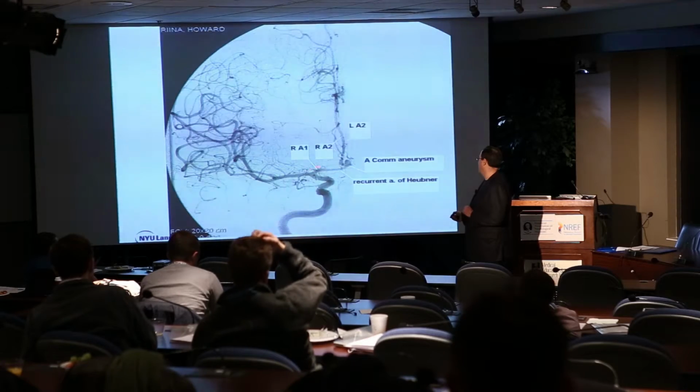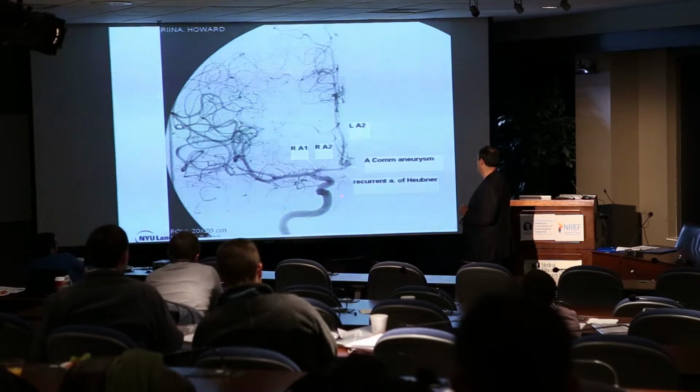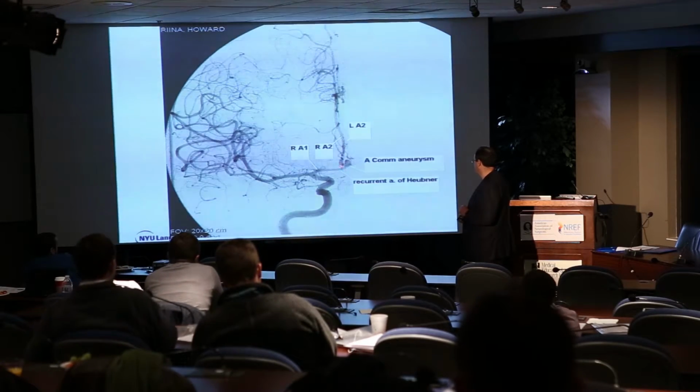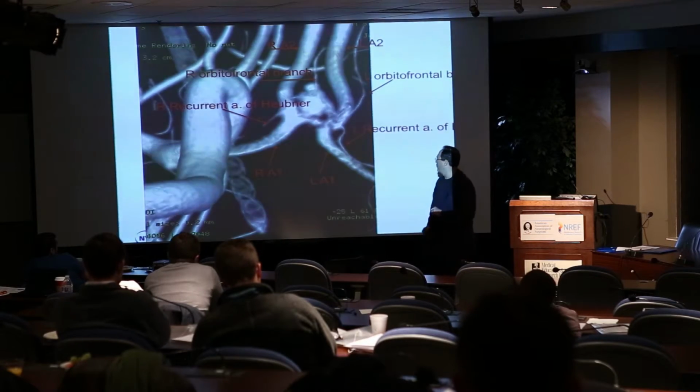Here's our pre-communicating A1 and our post-communicating A2. The ACOM is there, with a small aneurysm. It's hard to see, but you can see coming right off the A2, in its classic position, the recurrent artery of Heubner.